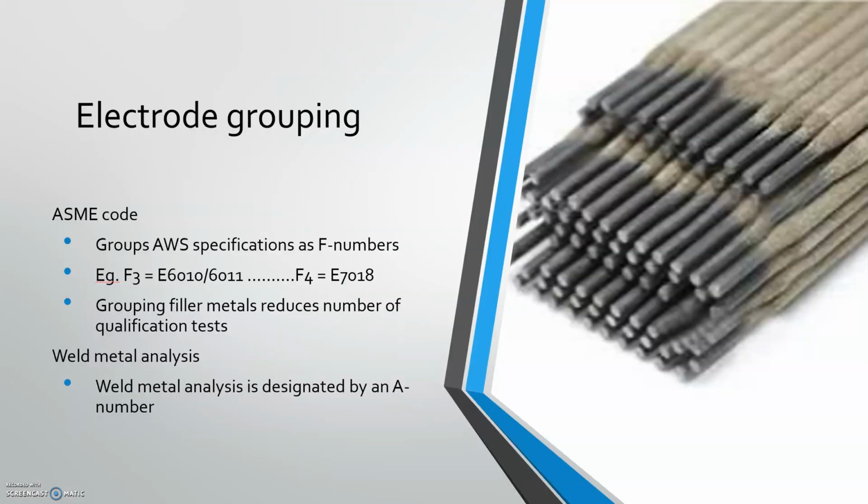Moving on. The ASME code likes to do their own thing and groups filler metals into F numbers. If you're looking to work in Alberta, they follow this code. So if you weld a 6010 7018 pipe, they will qualify you for an F3, F4 procedure. I've already started implementing this in the shop with you guys, and you guys should know about the F3, F4, the 6010 7018. The A number is for weld metal analysis, which you can look at on page 14 in your books.